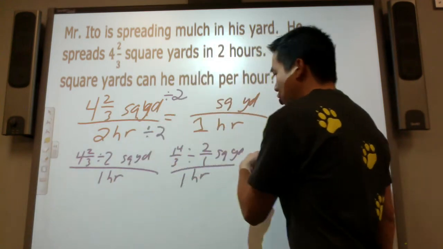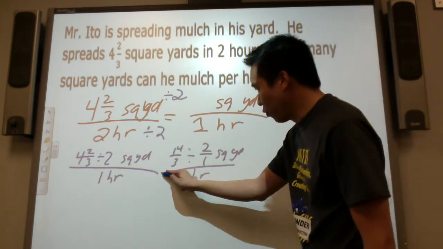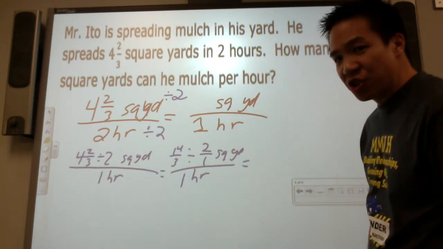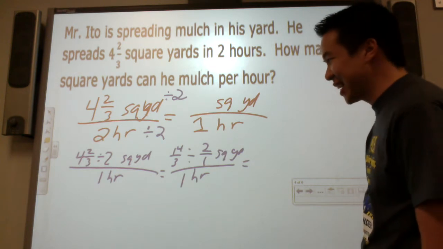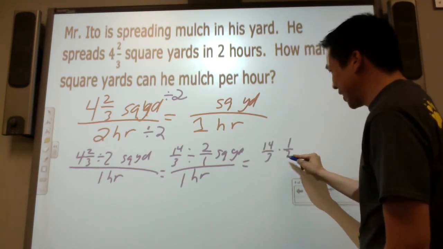So let's solve. Keep on solving it. So this is how many square yards per hour for 1 hour. So what do you remember about dividing fractions? You need to do the reciprocal of the second number. So 14/3 times the reciprocal of the second number.